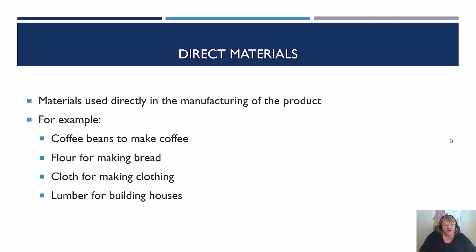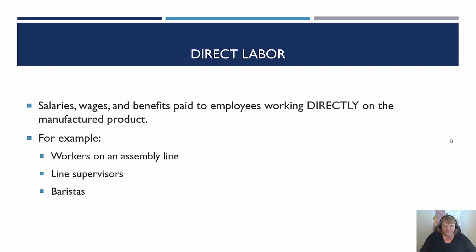So now our direct materials can be their materials used directly in the manufacturing of the product. For example, coffee beans to make coffee, flour for making bread, cloth for making clothing, and lumber for building houses. Direct materials are the actual direct materials that you use in production. That's pretty straightforward. Direct labor is straightforward as well. Salaries, wages, and benefits paid to employees working directly on the manufactured product.